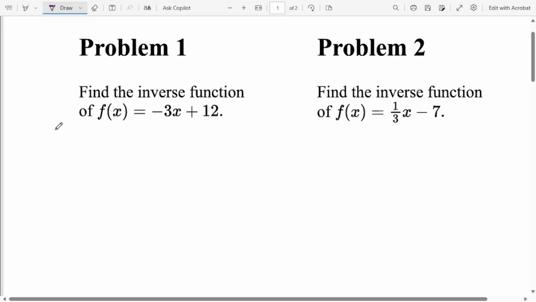So let's take a look at problem one. We're first going to start off by just replacing f of x with y. So we're going to write y equals negative 3x plus 12. Our next step is to swap x and y. So instead of y, I'm going to write x equals negative 3y plus 12.